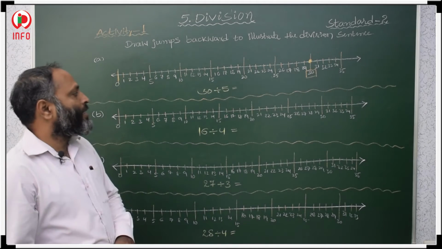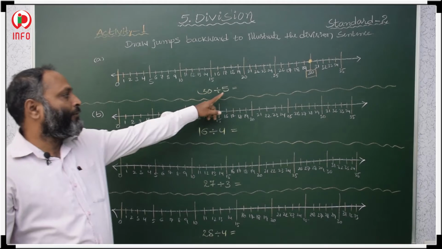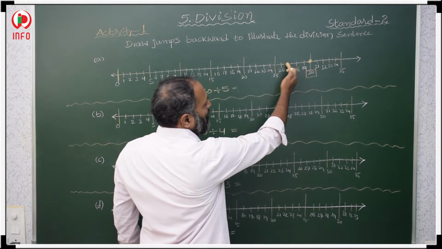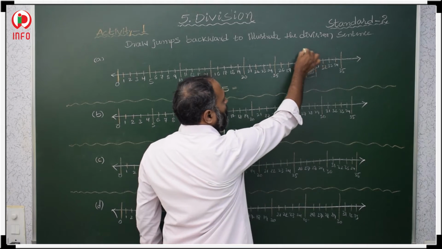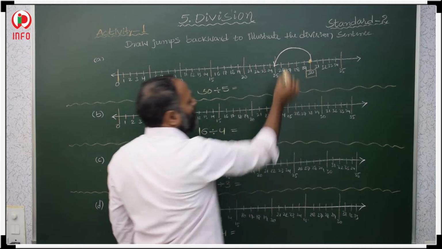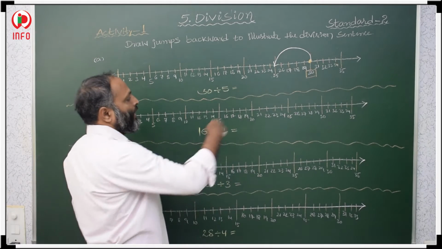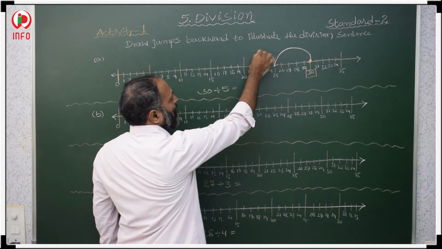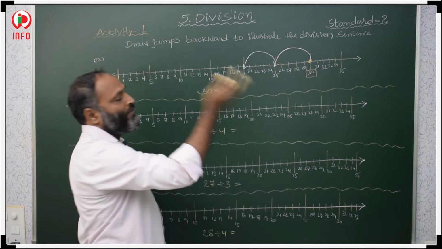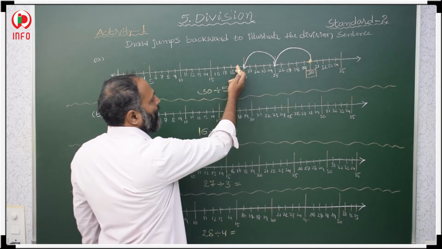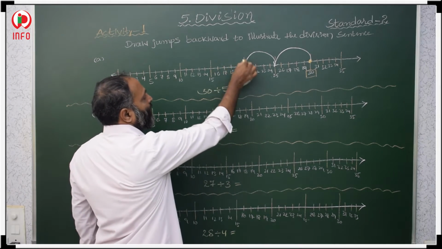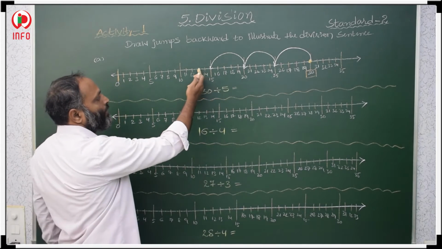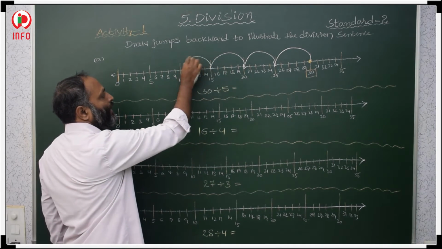In each step, how many steps do we have to take back? 5. If you take 5, that means 1, 2, 3, 4, 5. From 30 to 25. This is our first jump. Then again 5 steps backward, 1, 2, 3, 4, 5. We are at 20. Again 5 steps backward, 1, 2, 3, 4, 5. We are at 15. From 15, again 5 steps backward, 1, 2, 3, 4, 5. So we are at 10.